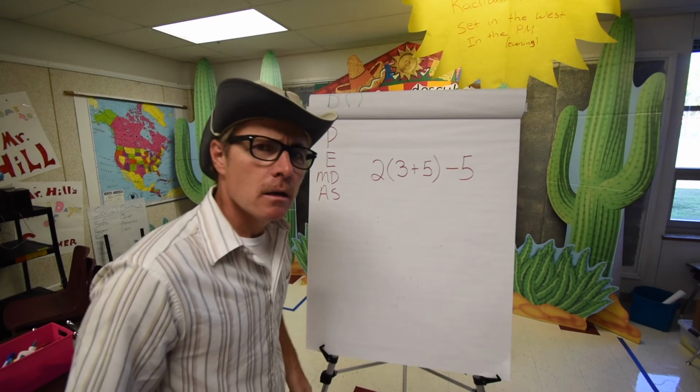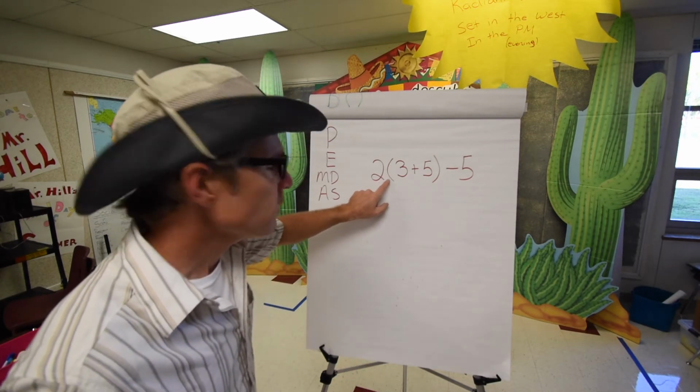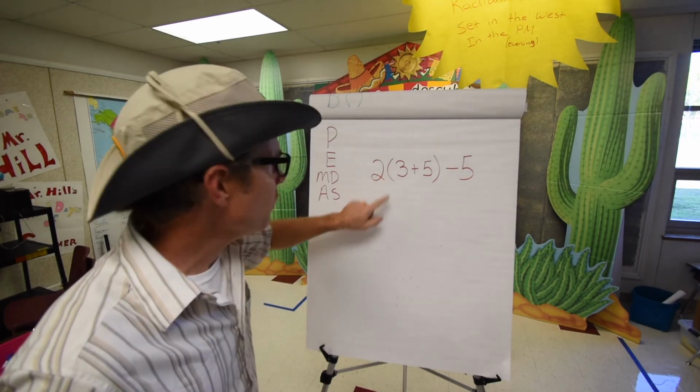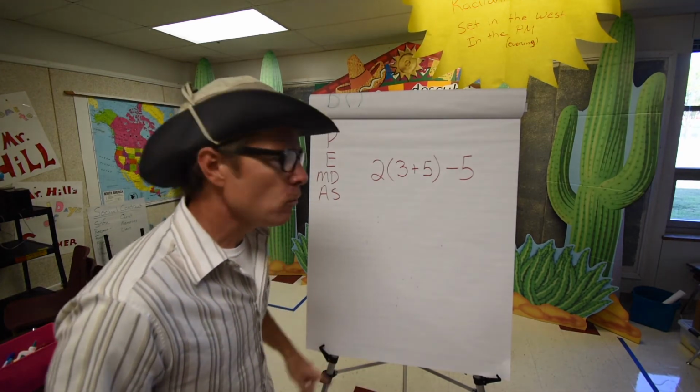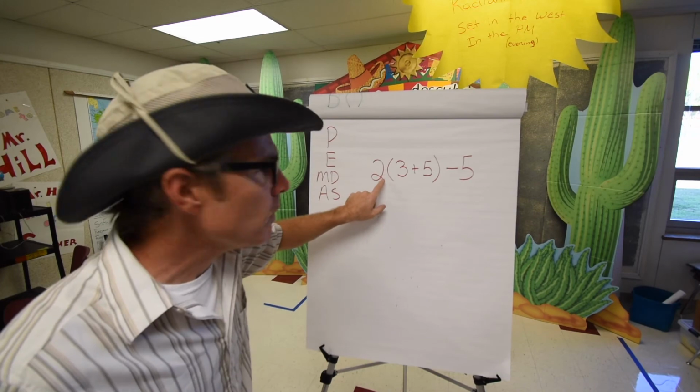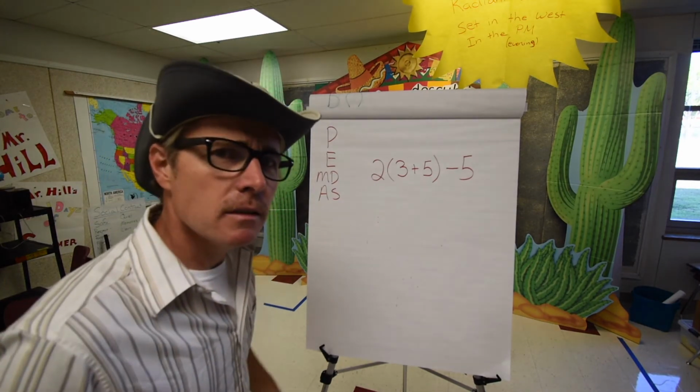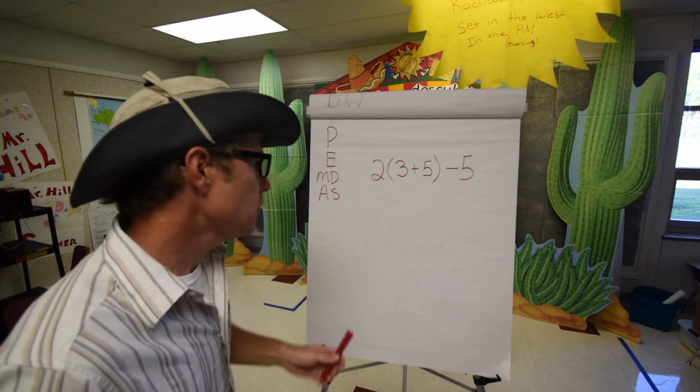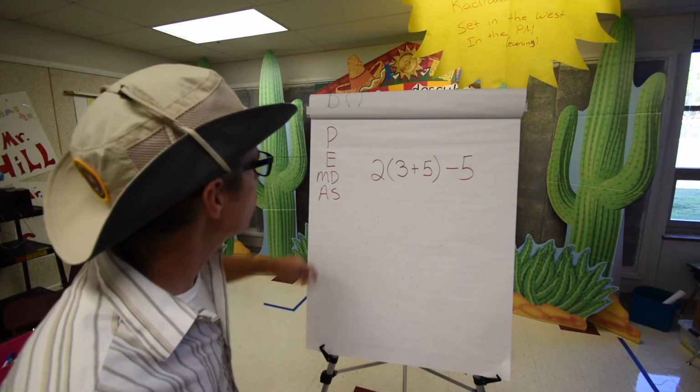And you might be saying, PEMDAS, what's going on with this 2 bumped up here to this parentheses? Well, I'm here to let you know that means we're going to be multiplying now. We don't have to have that sign there. If you bump something up next to them parentheses, you can be multiplying it. So let's get this problem solved.